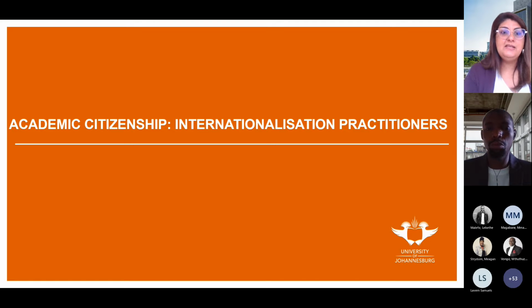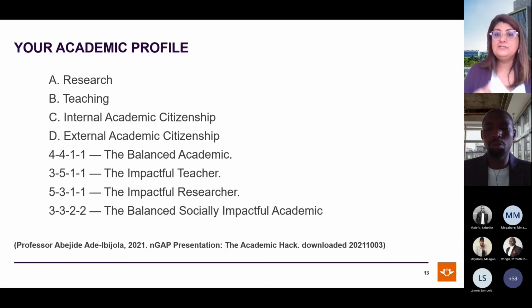internationalization, as I've said, is not something that resides only within the international office. We are all, each and every one of us at UJ and at DUT, every single staff member, whether you are an admin staff member or a professional support staff member, as we call ourselves, or whether you're an academic or researcher or research fellow, you are an internationalization practitioner in some way.